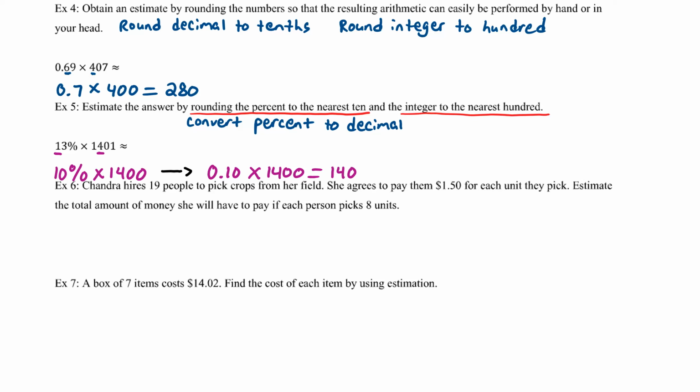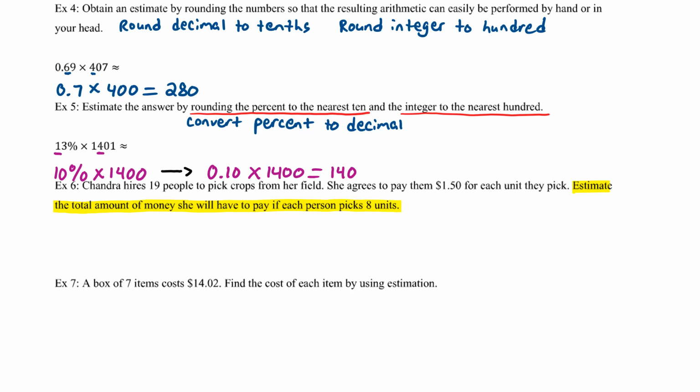Example 6, we start looking at some different word problems because we do always have word problems that we will encounter and stumble upon. That's the best way that we can relay a lot of information, with a word problem. So example 6, Chandra hires 19 people to pick crops from her field. She agrees to pay them $1.50 for each unit they pick, so $1.50 for each unit. Estimate the total amount of money she will have to pay if each person picks 8 units.